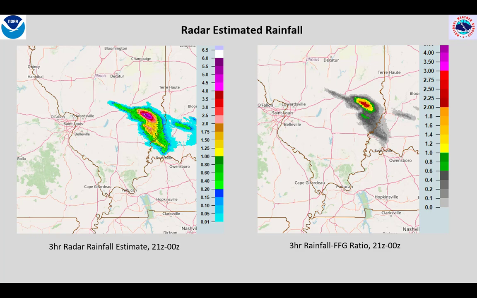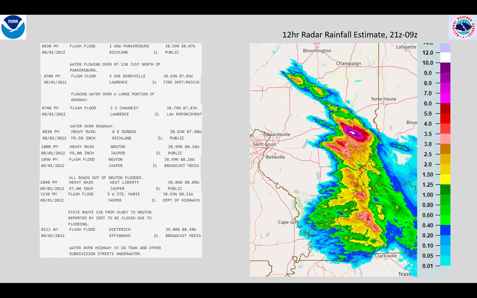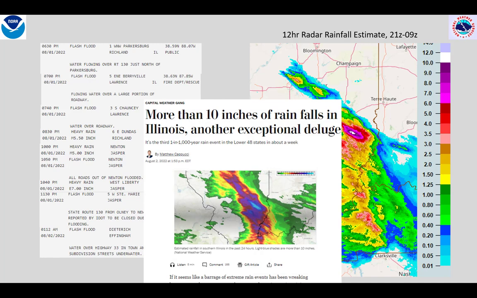A pretty small-scale but potentially significant event that we focused on using mesoscale environment analysis and communicated through targeted threat messaging. Rainfall for this event is shown on the right, with an area of 6 inches or more occurring over portions of Jasper and Richland counties in southeastern Illinois. Here's a news article about the event.